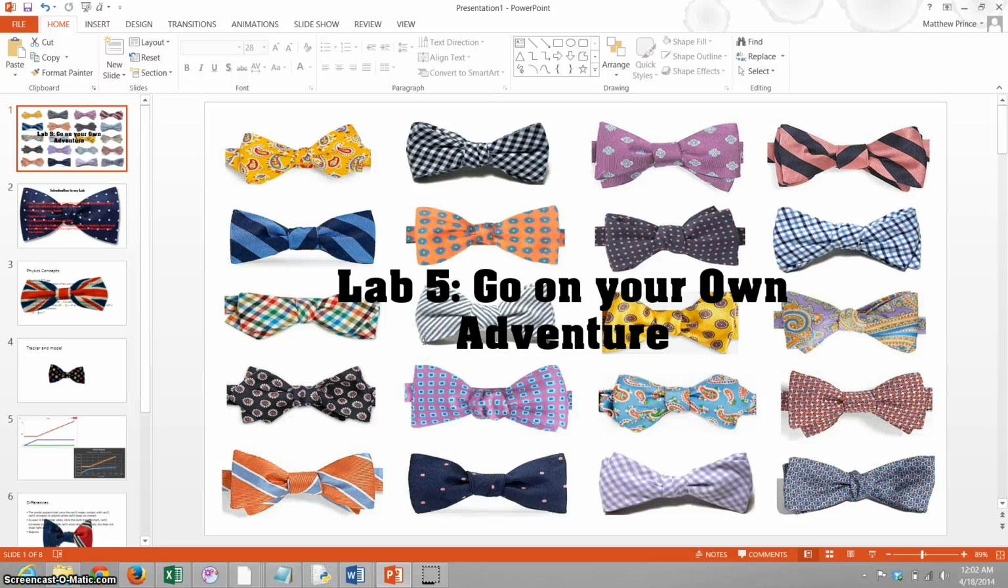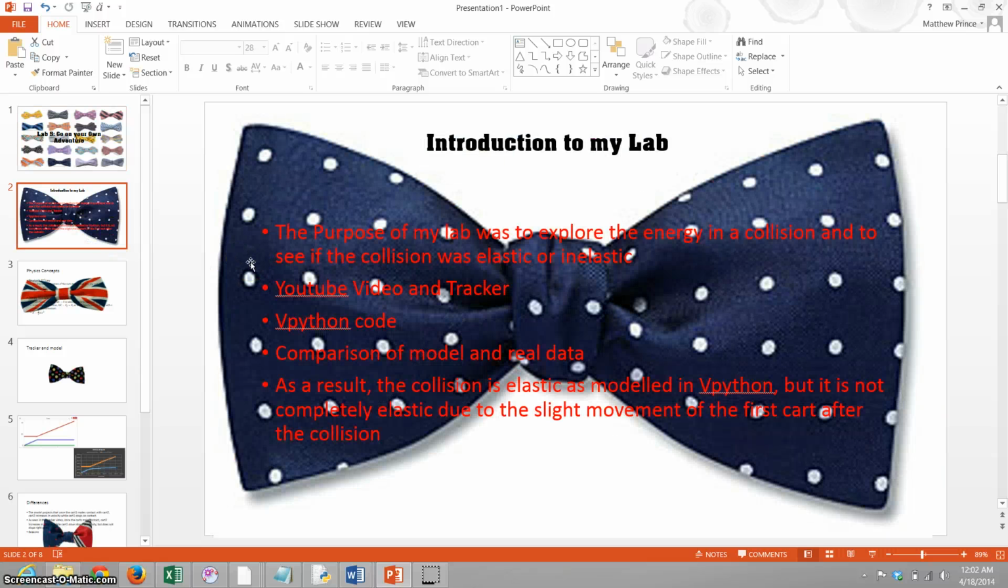Lab 5, Create Your Own Adventure. For this lab, I decided to do my lab on collisions. I want to explore how energy transfers and changes during the collision of objects, and in the case of my lab, two identical objects.